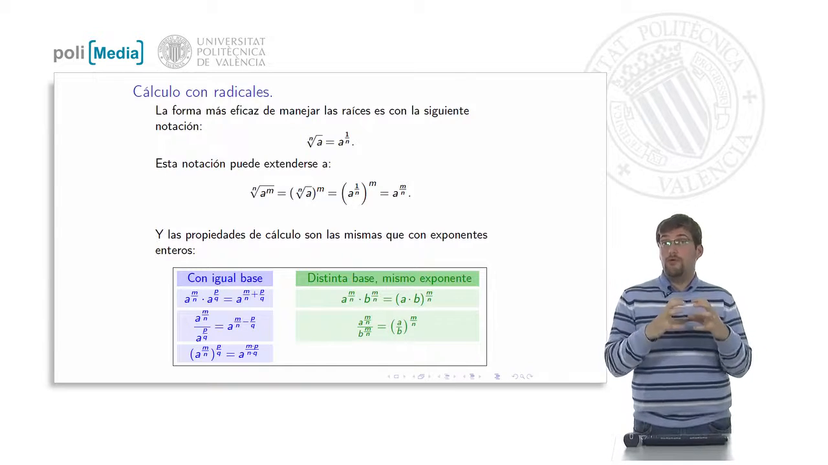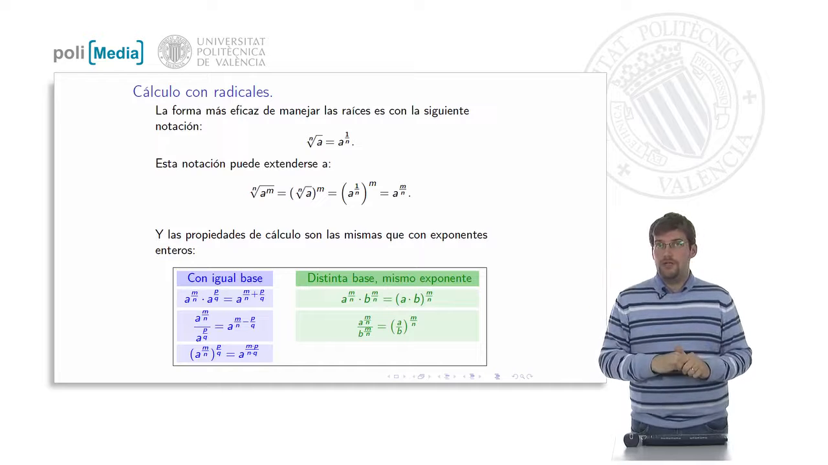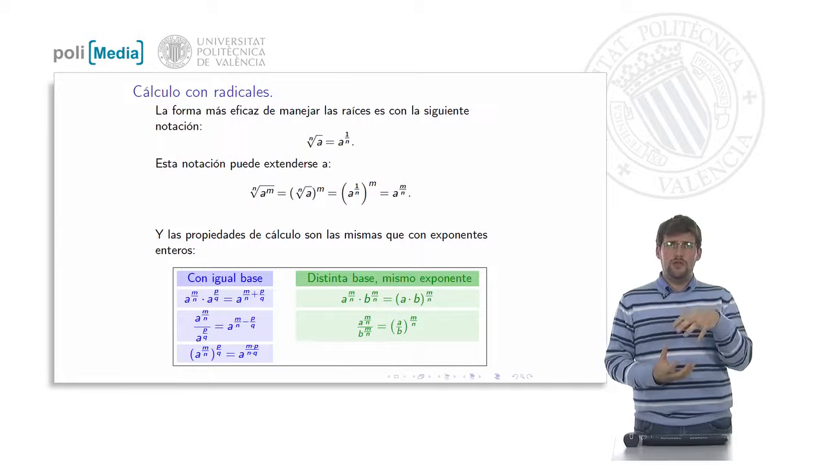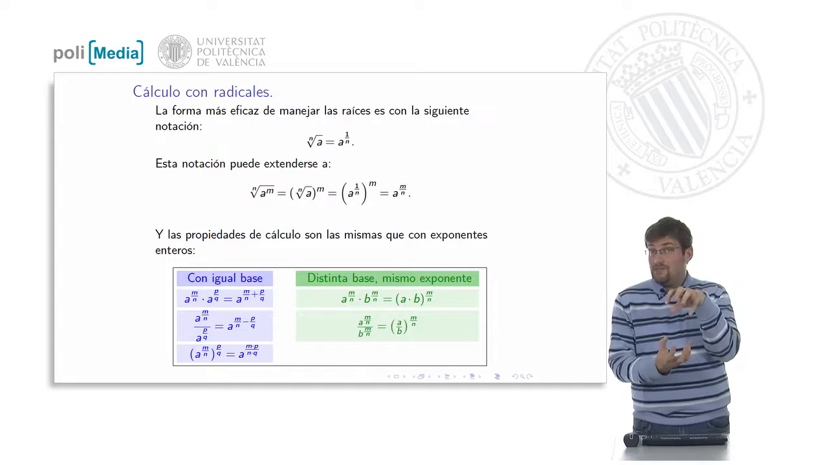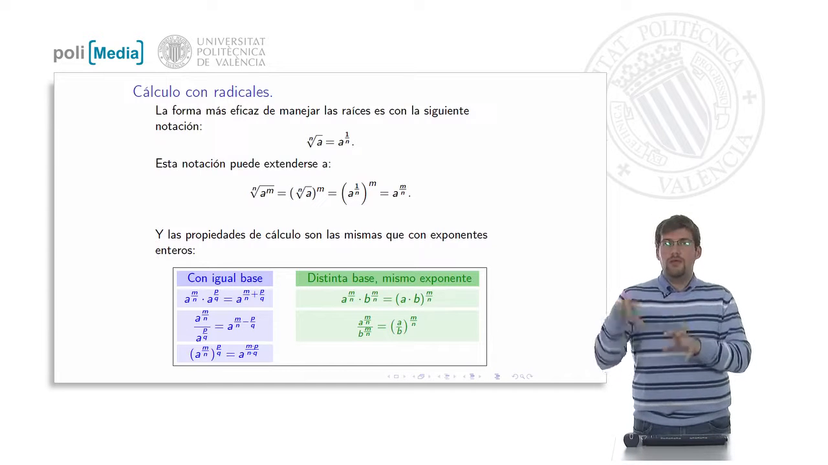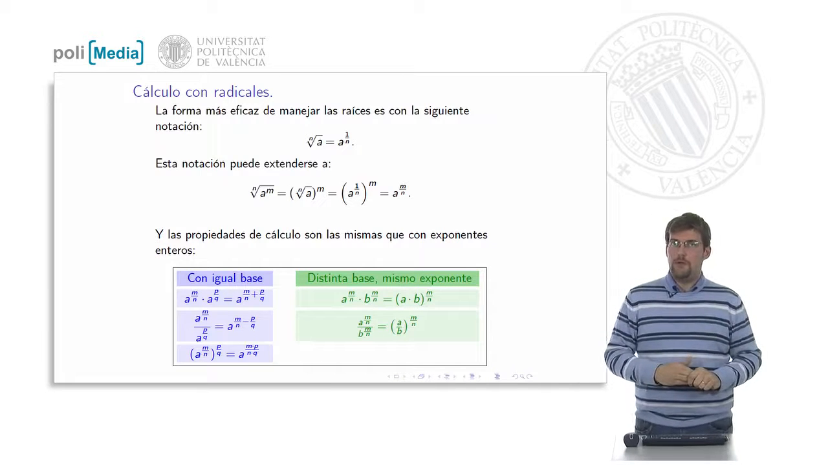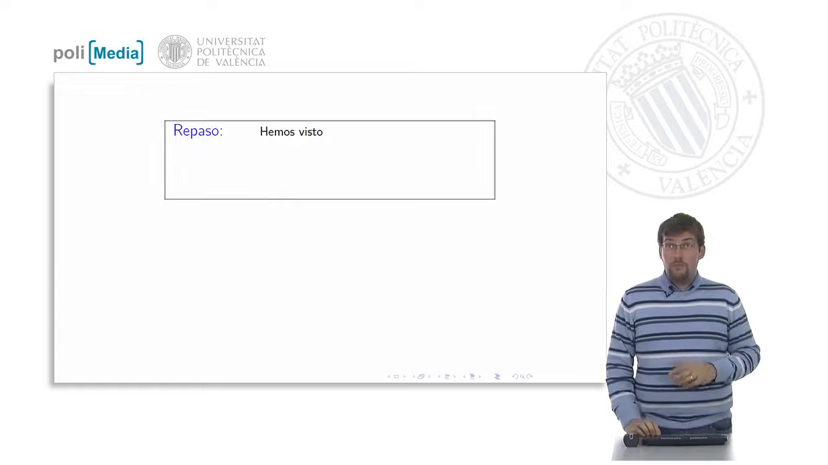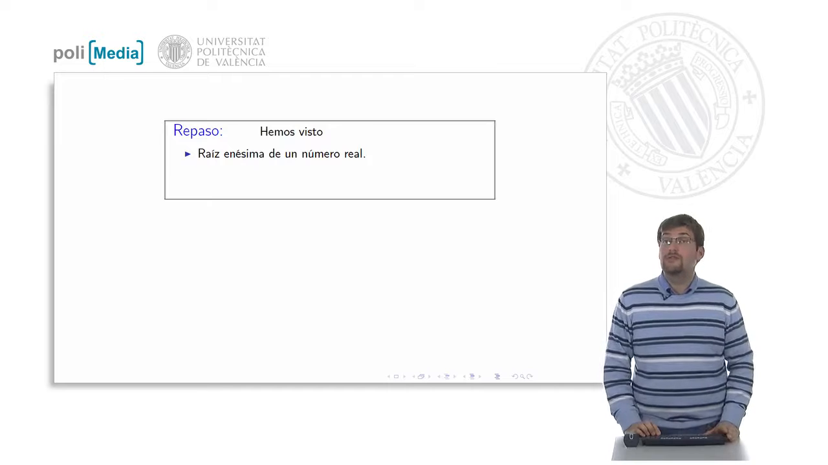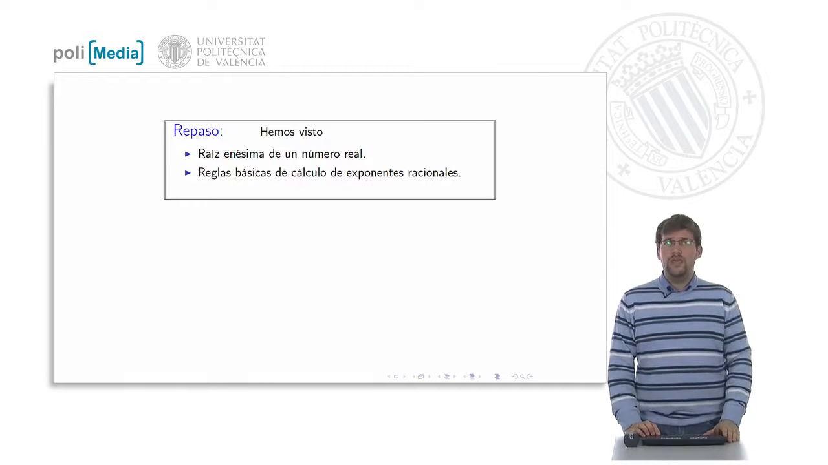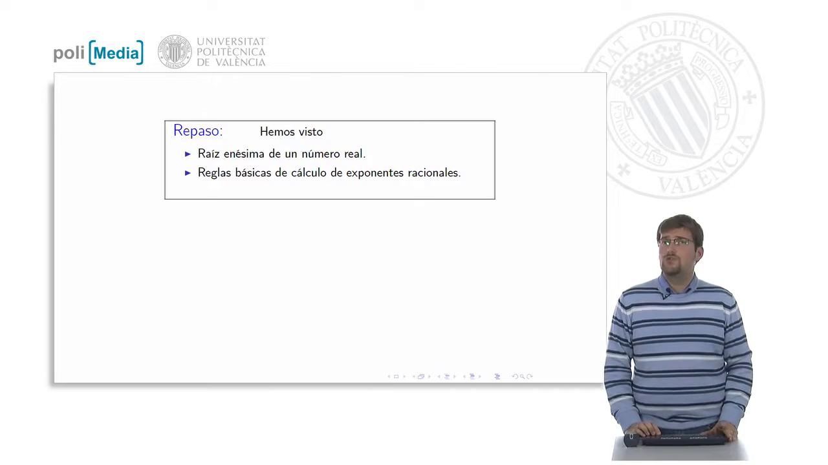In this case, a times b raised to m divided by n. The same with the division: a raised to a fraction divided by b raised to the same fraction. We put together a divided by b and raise it all to the same fraction. Well, that's all. What have we seen in this unit? We have introduced the concept of the nth root of a real number, and we have studied the basic rules of calculating rational exponents.